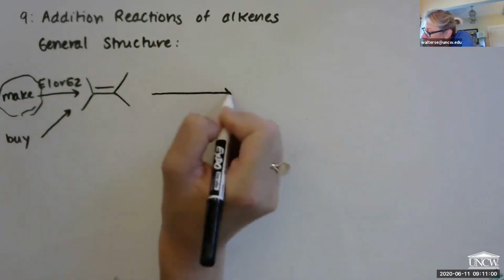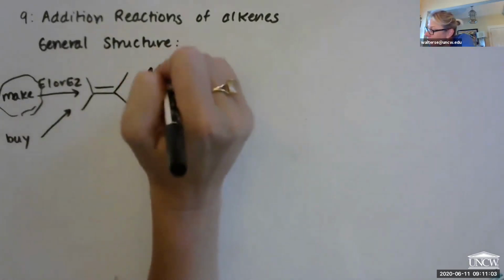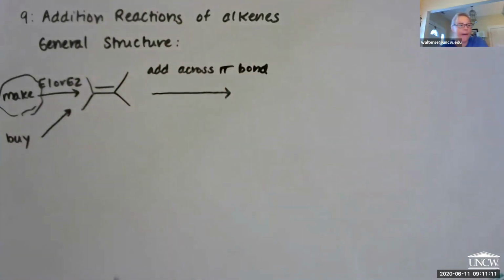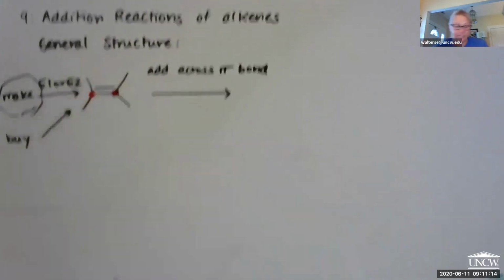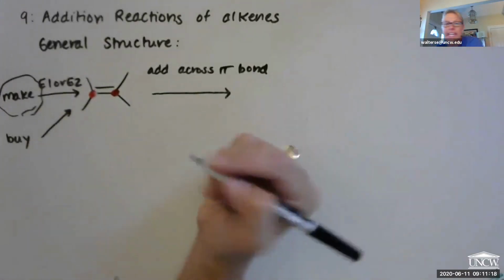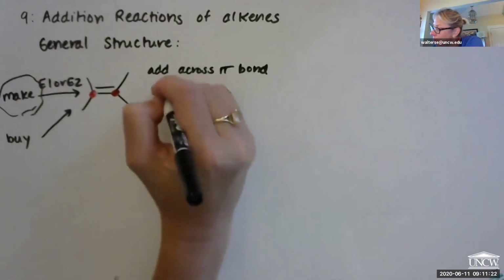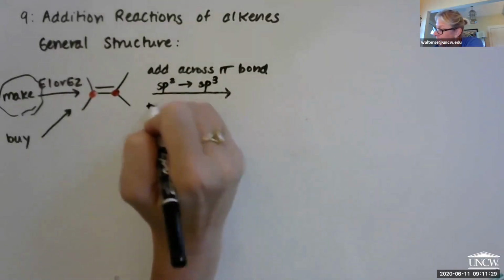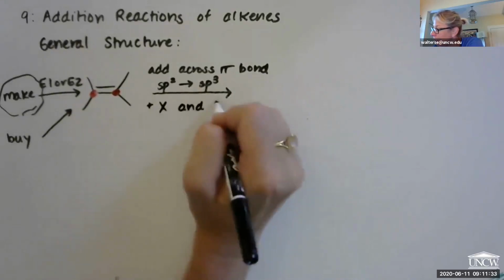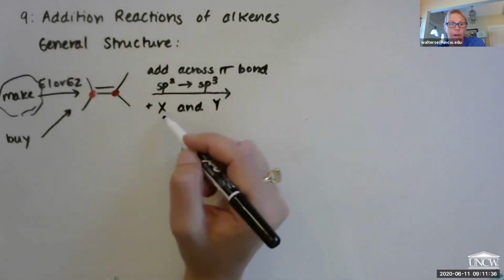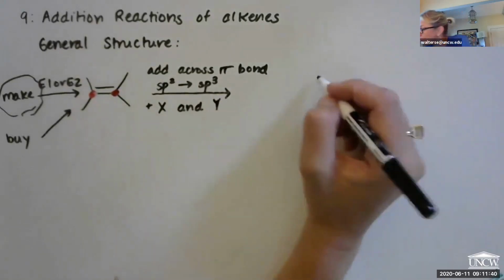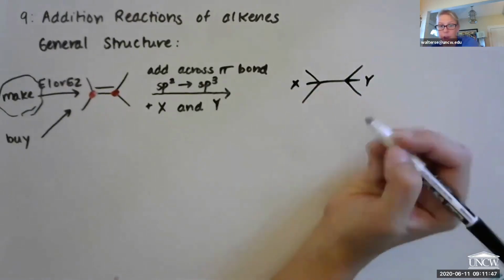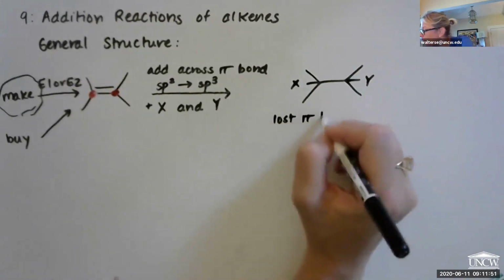Then what we do is we're going to add across the pi bond. Okay. And what that means is that the carbons that are in red, these vinylic carbons, each get something new added. They're going to go from sp2 carbons to sp3 carbons. And right now we're just going to say we're going to add X and Y across the pi bond. X will go to one vinylic carbon, Y will go to the other. And then what we make is this product where we have lost the pi bond.